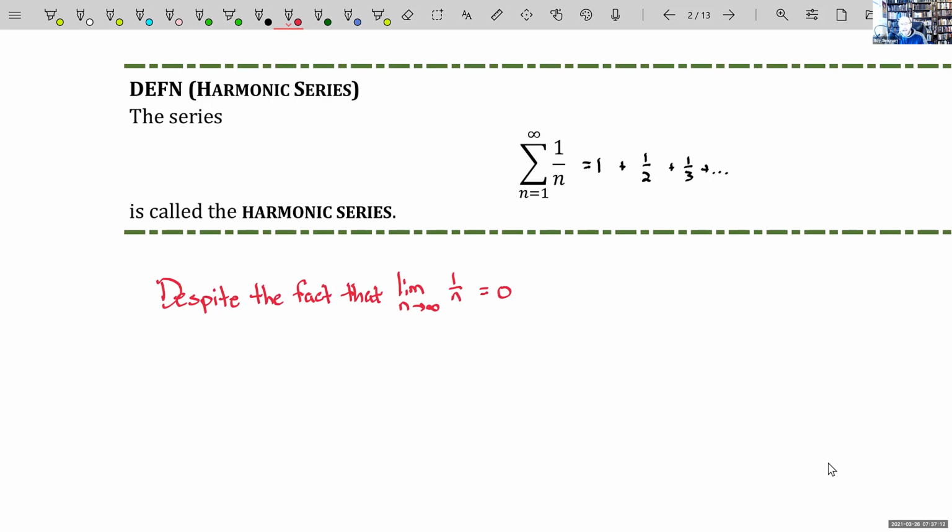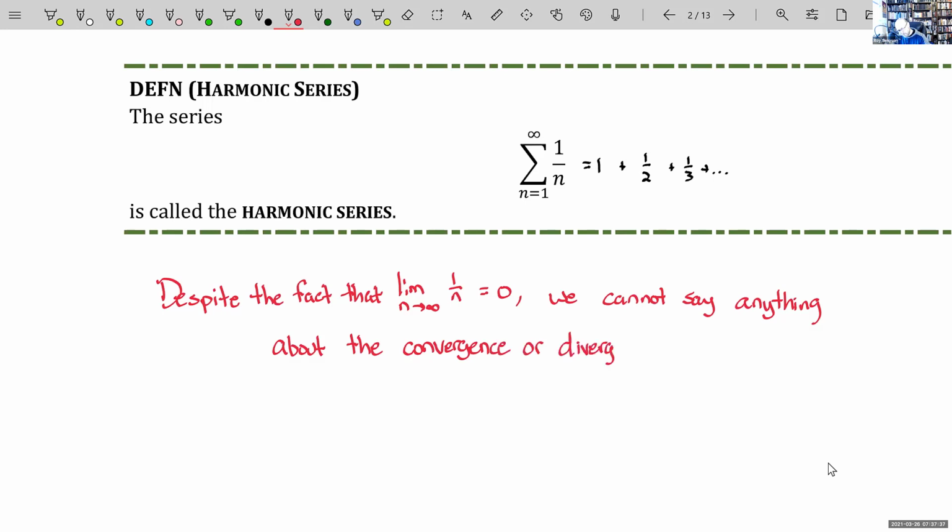Despite the fact that the limit as n goes to infinity of 1 over n approaches 0, we cannot say anything about the convergence or divergence of the summation n equals 1 to infinity of 1 over n. So I just want to remind you that it's the other way around.